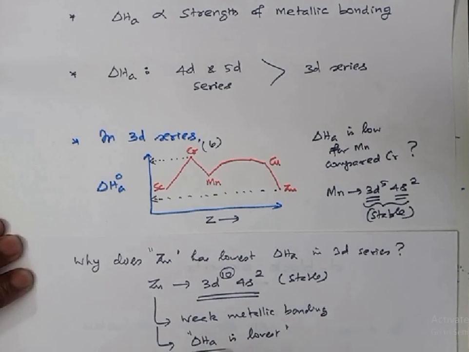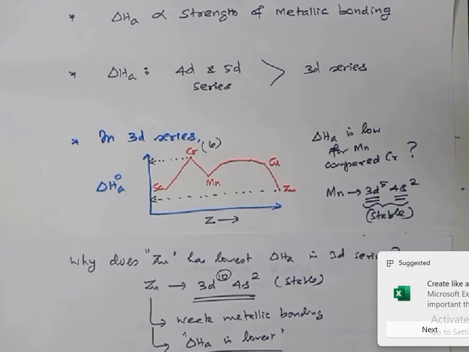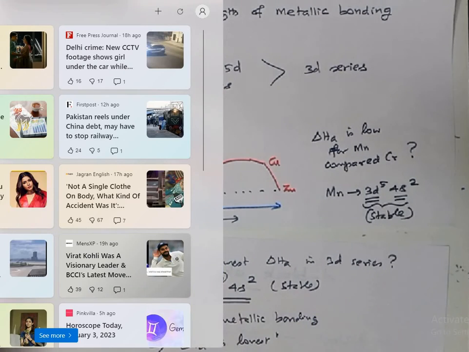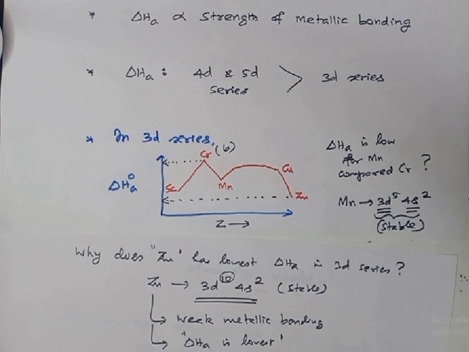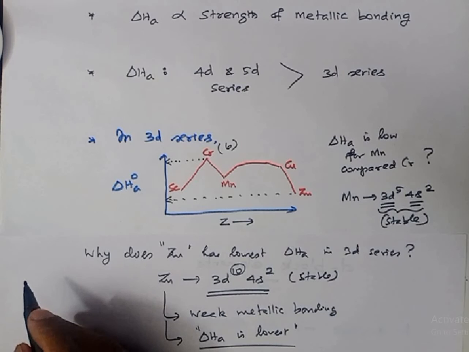That's the reason. Because when metallic bonding is weak, it is very easy to convert metal into metal atoms, from solid to gaseous state. Is this clear, students? Any doubt? Clear, sir. Okay, good.